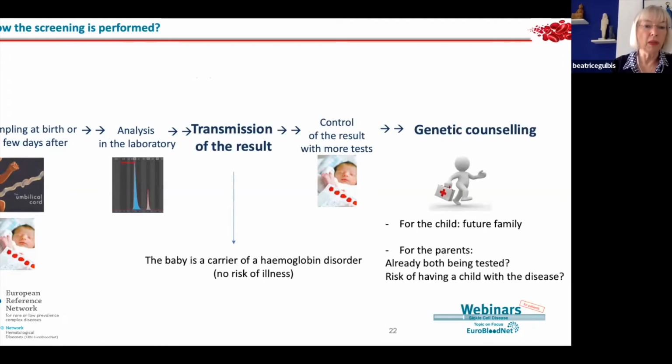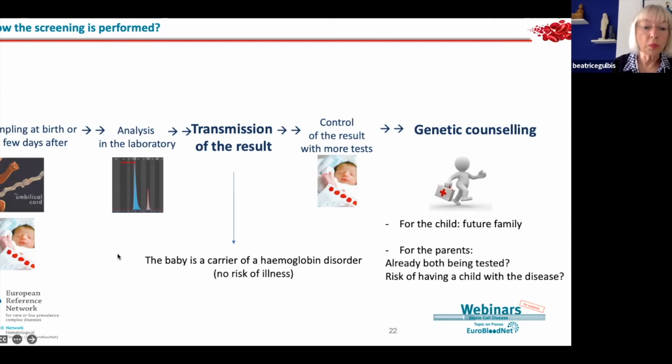In the screening, you can give only the results for an affected child, so a newborn who has sickle cell disease, or you can also transmit the results of the carrier. It will differ according to the political strategy in each country.